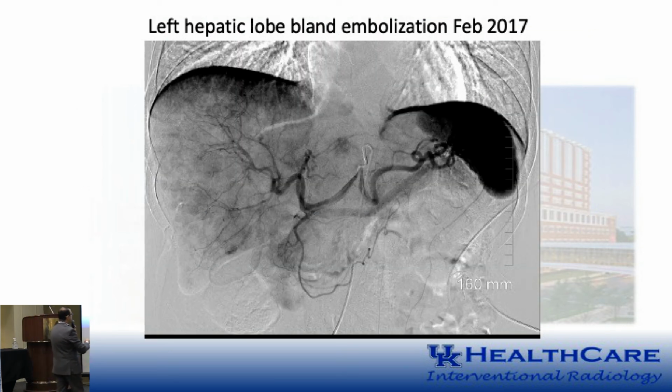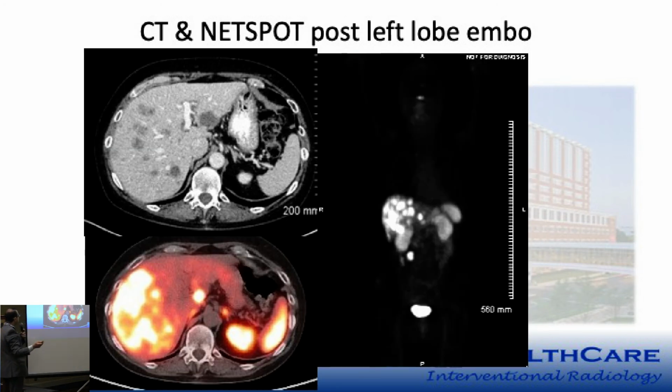So this is a picture from my procedure. This is the catheter that's coming from the groin all the way into the liver. This is the spleen there. And this is the hepatic artery. This is the liver on that side. And I did the embolization on the left lobe of the liver on that patient.